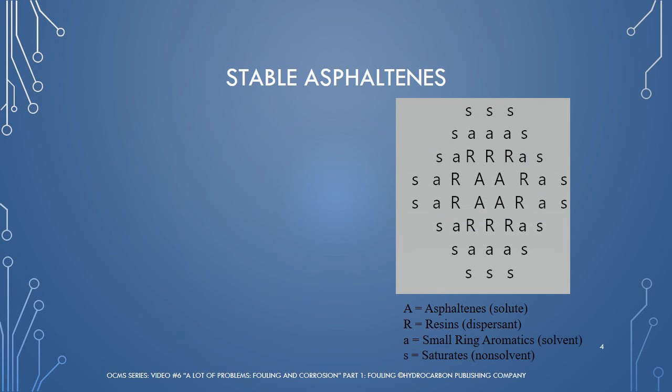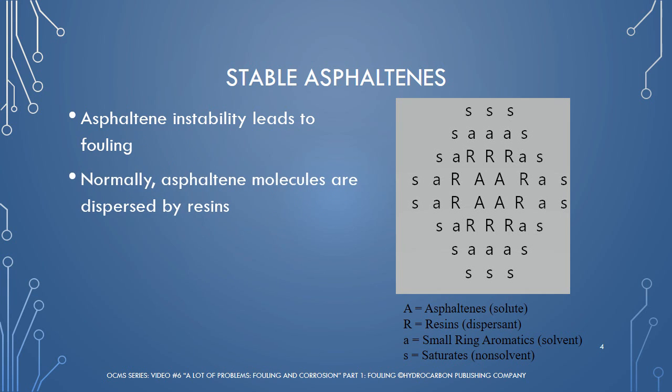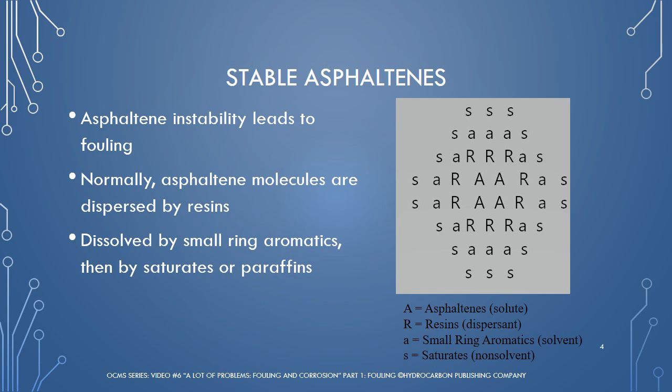Asphaltenes, which make up the most polar and aromatic fraction of crude, have been known to cause fouling when unstable. As discussed in video 5, the colloidal dispersion solution model states that in stable crudes, asphaltenes are generally dispersed by resins, and later dissolved by small ring aromatics, then by saturates or paraffins. When this process occurs, asphaltene instability and subsequent fouling do not occur. The figure on the right shows the colloidal dispersion solution model.